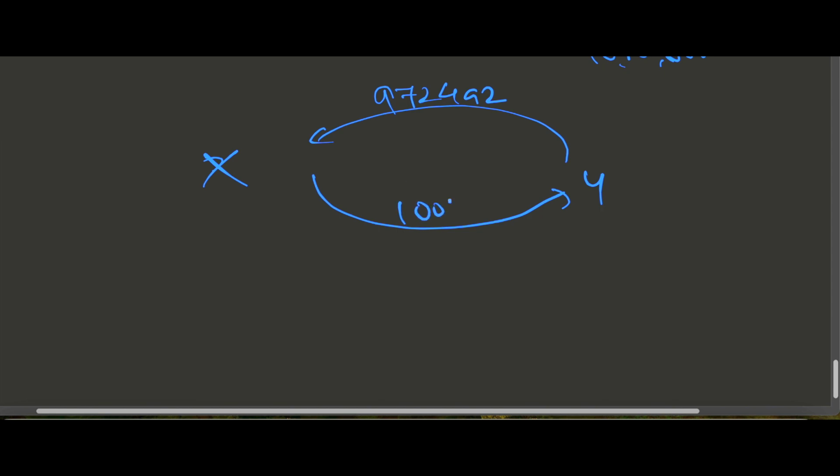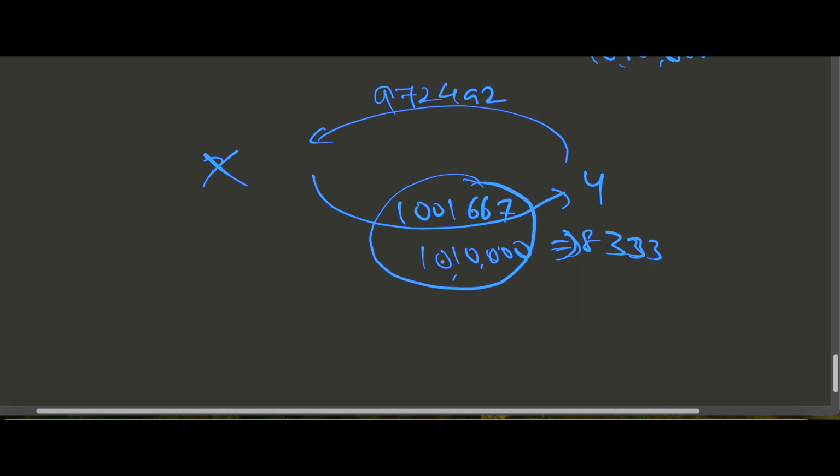So 1,001,667, whereas right now the collateral's value is 1,010,000. That means more collateral is there. So 1,010,000 minus 1,001,667 is 8,333. How did I get this? I just took the difference between these two. Now this is over collateralized. The borrower is supposed to keep only 1,001,667, but the value of his collateral is 1,010,000. So he is over collateralized by 8,333.